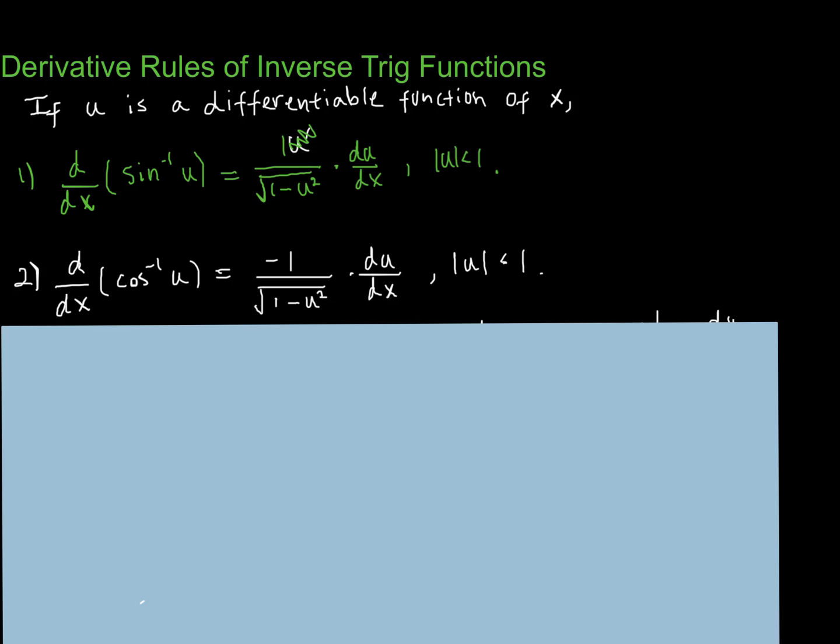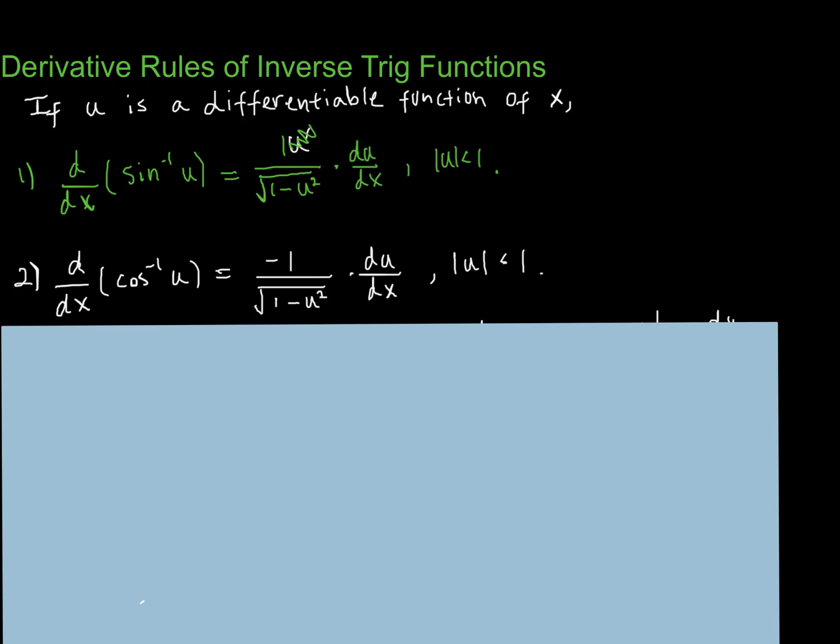So here's the rule for inverse cosine. The derivative of inverse cosine of u is -1 over square root of 1 minus u squared times the derivative of u with respect to x. Notice it is the exact opposite of the derivative of inverse sine. That's because their slopes are opposites. And again, the absolute value of u must be less than 1.